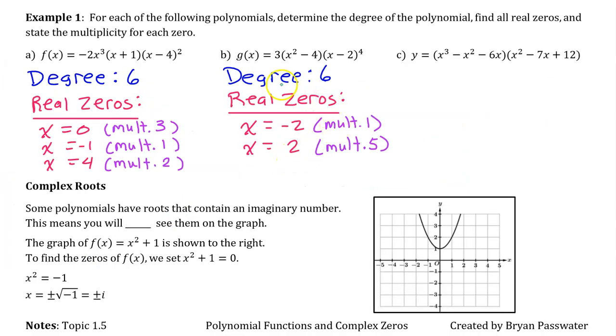Side note, remember that the degree tells us the maximum number of zeros that a polynomial might have. If you count up the multiplicity and it equals the degree, you know you found all of the zeros. So here we have multiplicity 5, multiplicity 1, that's a total of 6. So that matches the degree. Look at part A, multiplicity 3 plus 1 plus 2, that's a total of 6. That matches the degree, so we did find them all.